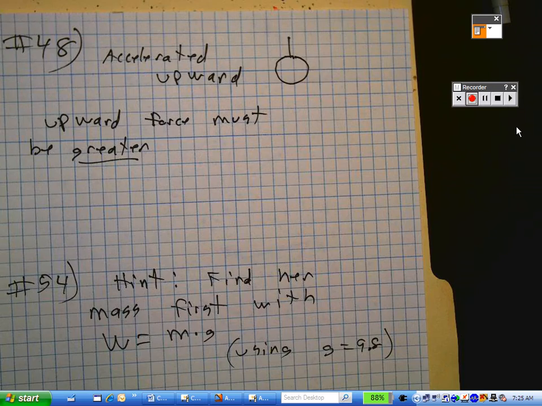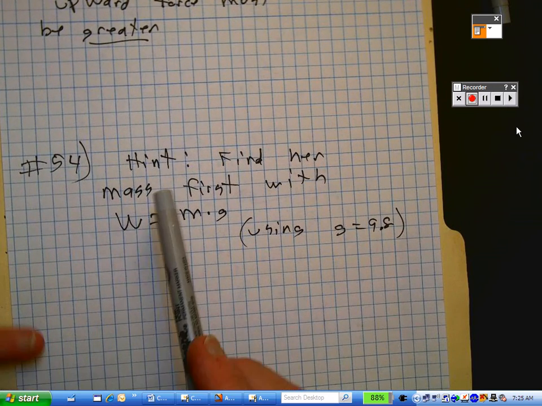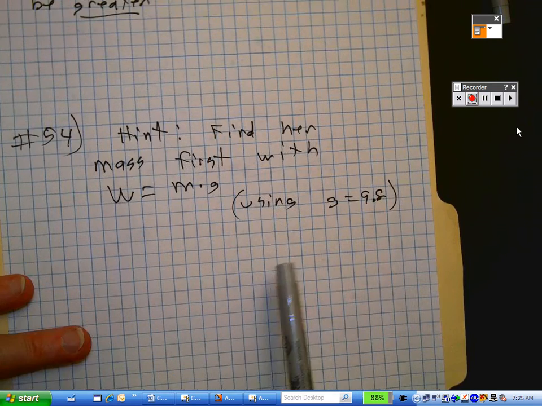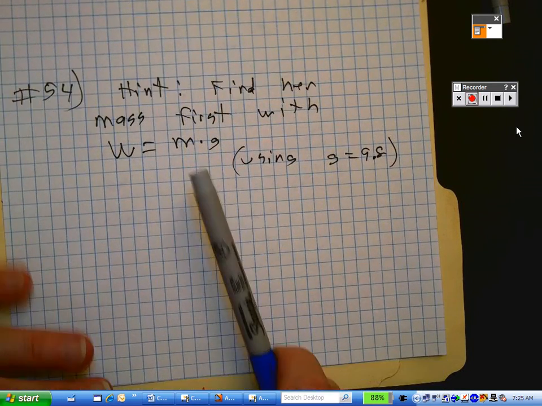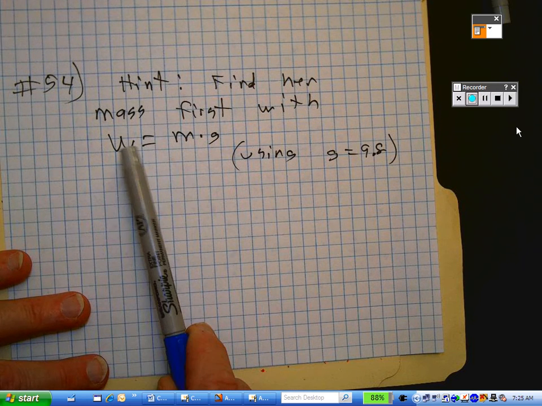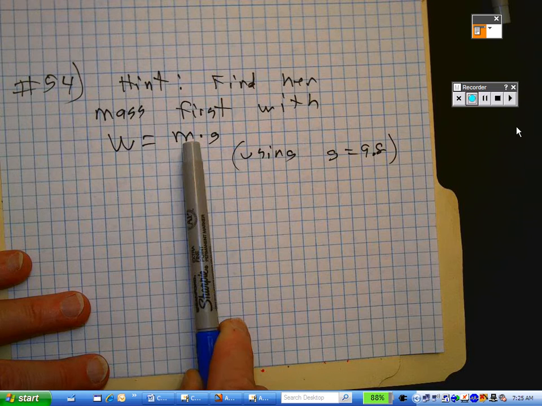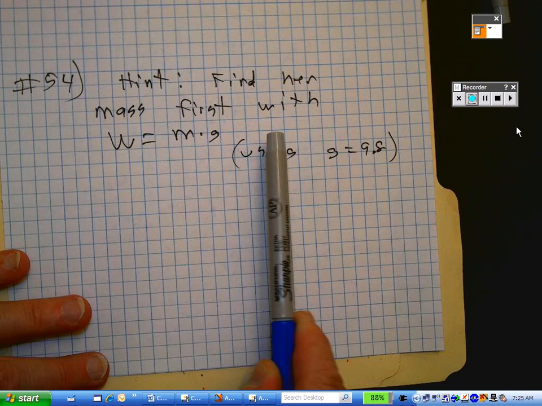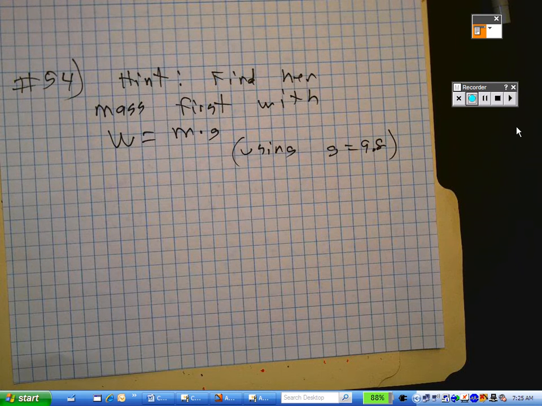One final question, number 54. The woman has a weight of 500 newtons on Earth. What would she weigh on Jupiter? The important thing about a person's weight and mass: weight is the force of gravity, and it depends on where you are. But mass does not. So why not find her mass with this formula on Earth? Her mass will be the same on Jupiter. Hopefully that hint will help you a little bit.